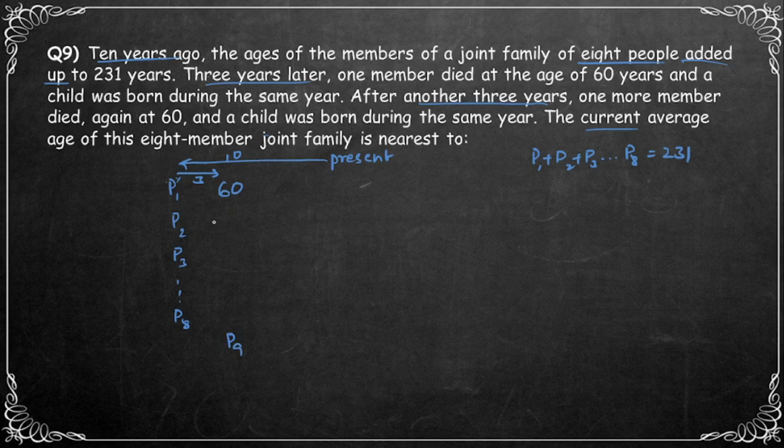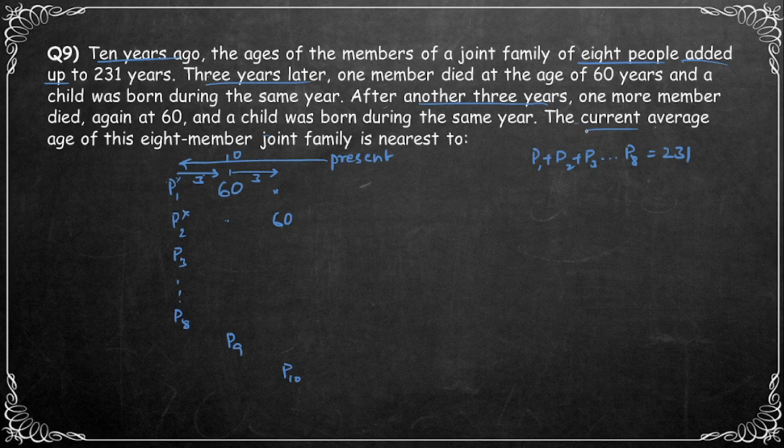Okay, so here P2's age will be P2 plus 3. Similarly, P3's age will be P3 plus 3. So let us not fill that, let us wait. Now after another 3 years, that means 3 years into the future from here, another member died. So P1 is not present. P2's age will be 60. Let's kill him this time. So P2 has died at the age of 60 and P10, that means one more child, got introduced.